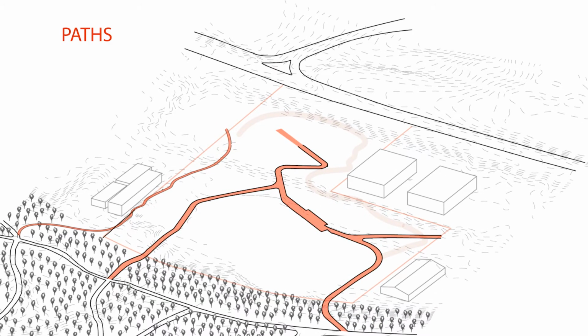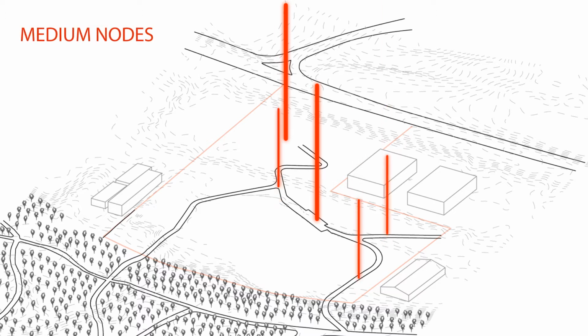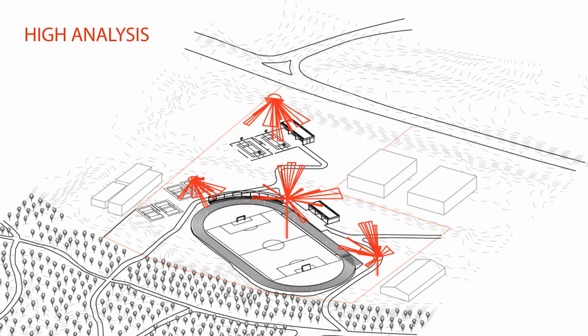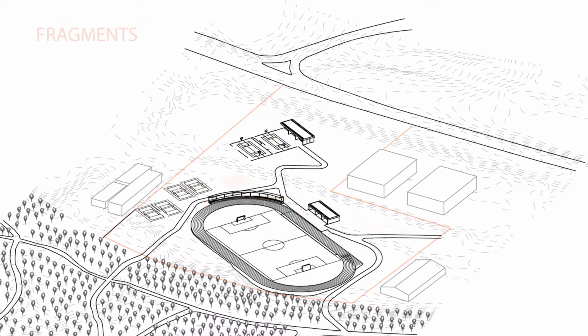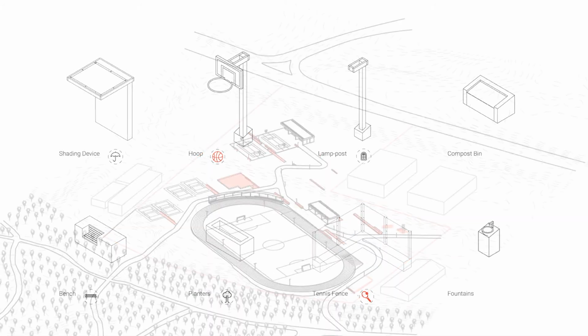Paths were arranged in order to connect programming elements with hypermixing through a series of nodes. These nodes follow the formal ordering of high, medium, and low. Program was placed to maximize mixing and access across the site. Landscape elements followed a unified architectural language and were dispersed across the site.